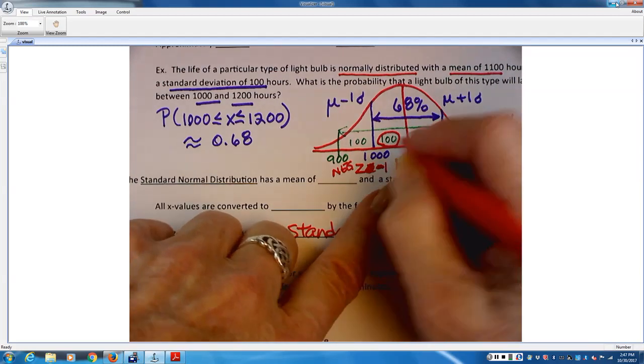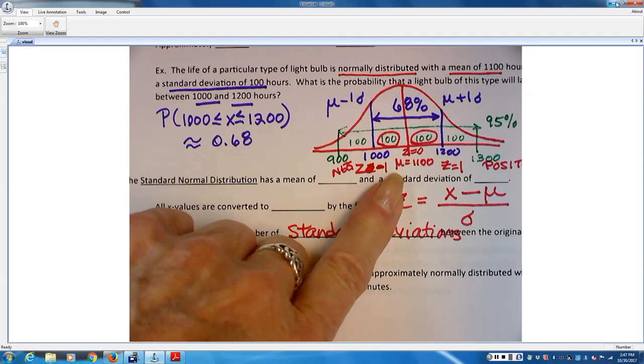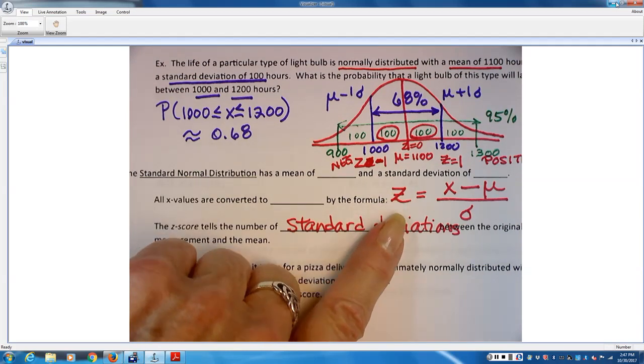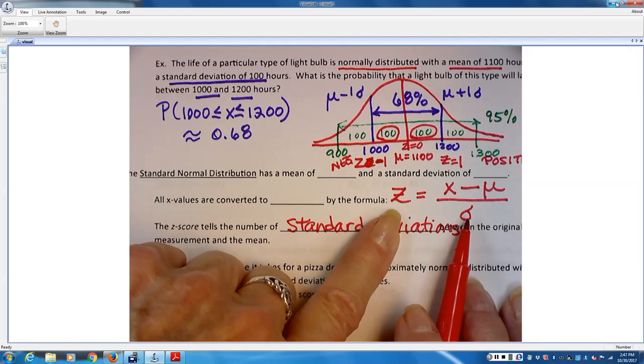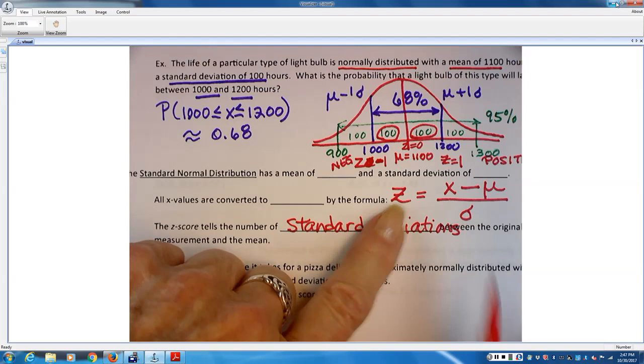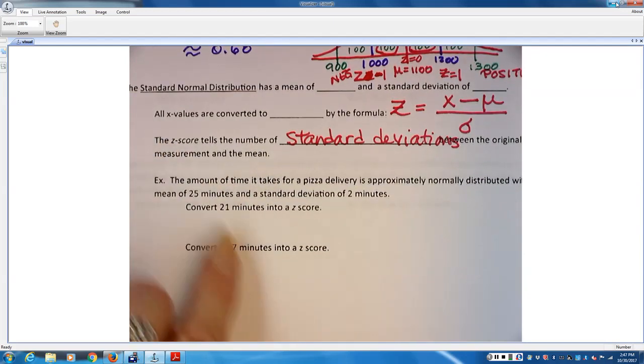And the z-score of the mean is going to be 0 because it is not any different from the mean. It's at the center point. It's going to be 0. For anything else, you use z equals x minus the mean divided by the standard deviation. Okay? And I'm just going to hop on down and do these two examples with you.